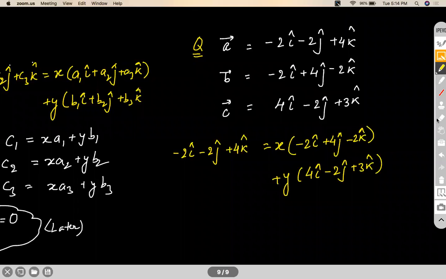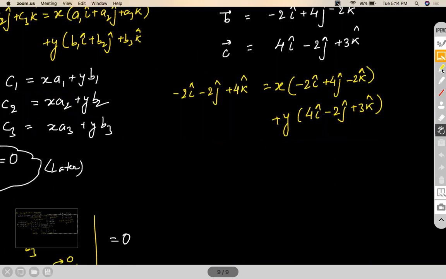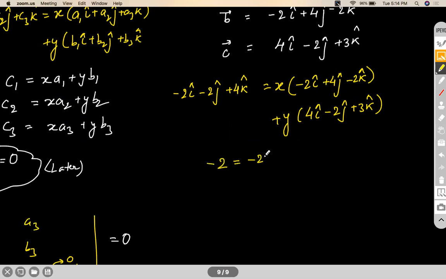Okay. Now see what will happen in this case. Compare the I coefficients on both the sides. Now, I've already explained why we can compare it, because I, J, K are all linearly independent of each other. So if you bring it to one side and collect I coefficients, J coefficients and K coefficients and compare it to the null vector, they will anyways be 0, 0, 0 each. So you can directly compare the coefficients over here. So minus 2 will be minus 2x plus 4y. Similarly, minus 2 would be 4x minus 2y.